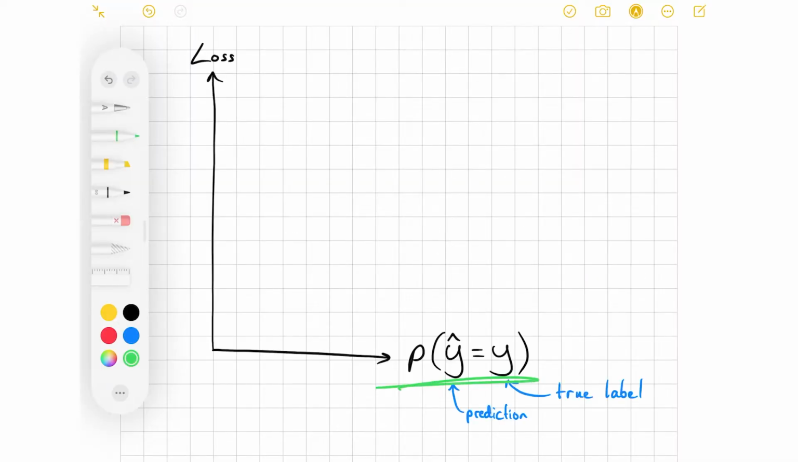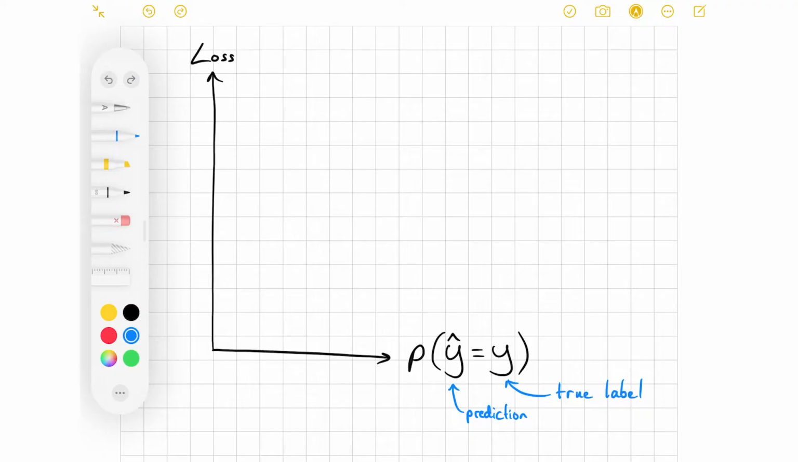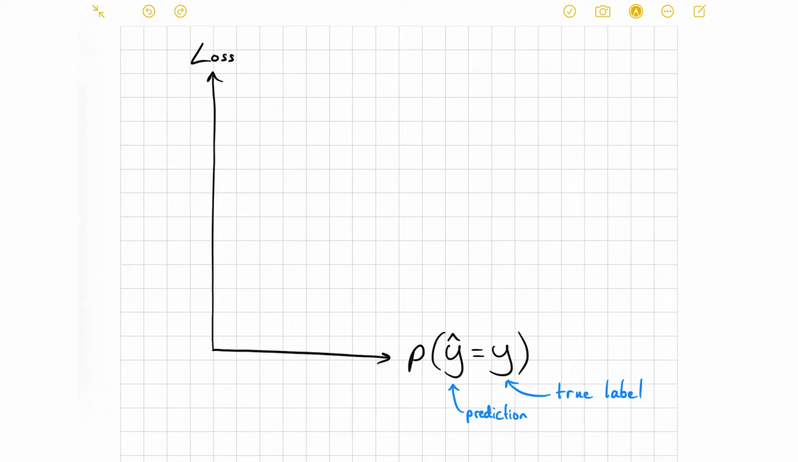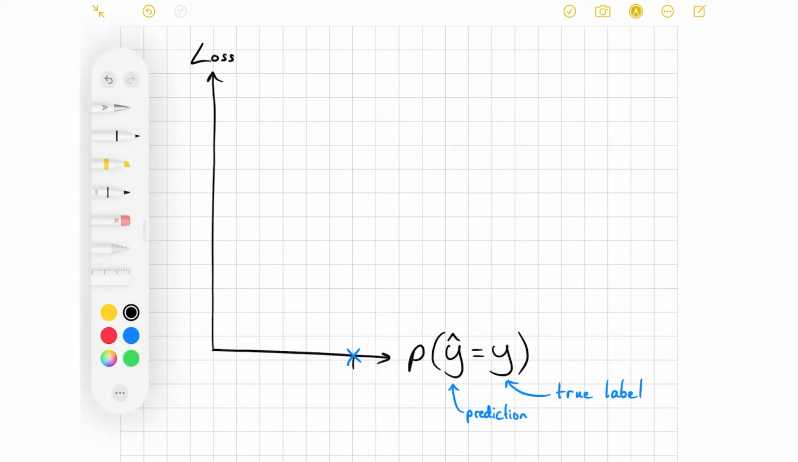So here, I've got the probability predicted for the true class. And in a perfect prediction, the probability of the correct class is 1, and all the others are 0. And at that point, I should have 0 loss. So I know that my loss function is going to need to go through this point of the graph. And that's where the probability is equal to 1.